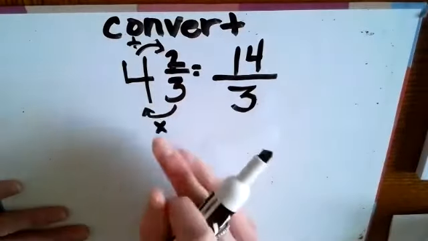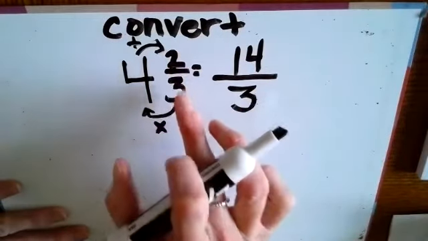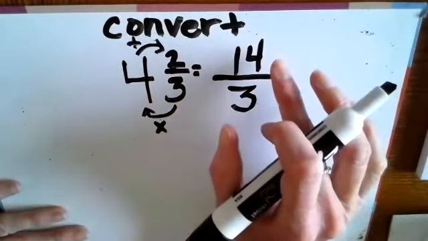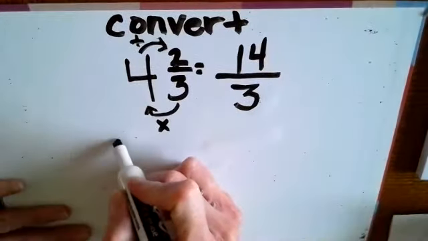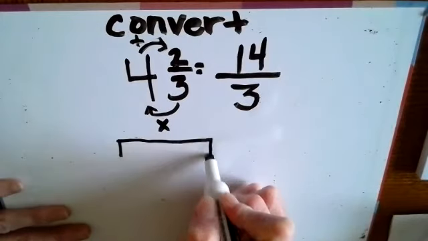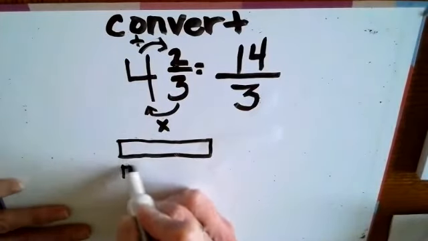Now I'm going to explain. Why would eating 4 2/3 of a candy bar be the same as 14/3 of a candy bar? Let me show my candy bars and my thinking. I need 4 whole candy bars.